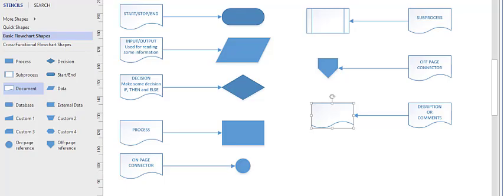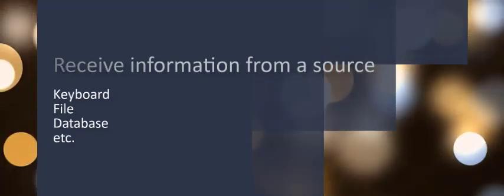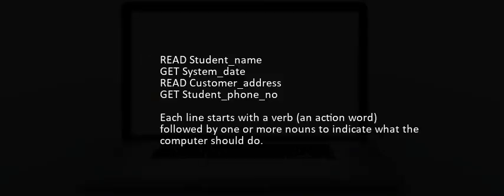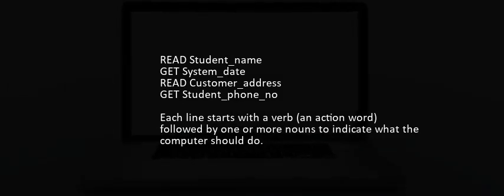Before you can write pseudocode, you must understand 6 basic operations that a computer can perform. Number 1, a computer can receive information, either from a keyboard, file, or even a database. I'll repeat that again. Number 1, a computer can receive information either from a keyboard, file, or even a database. Use keywords like read, get to receive such information.